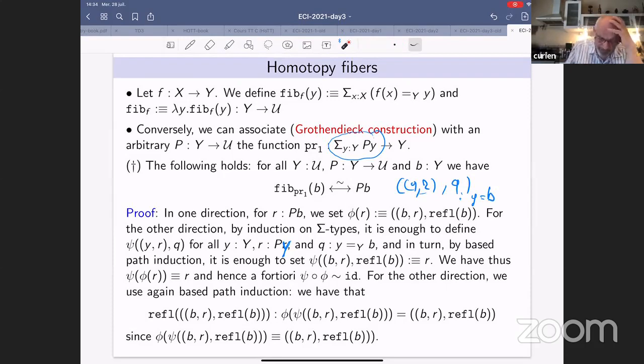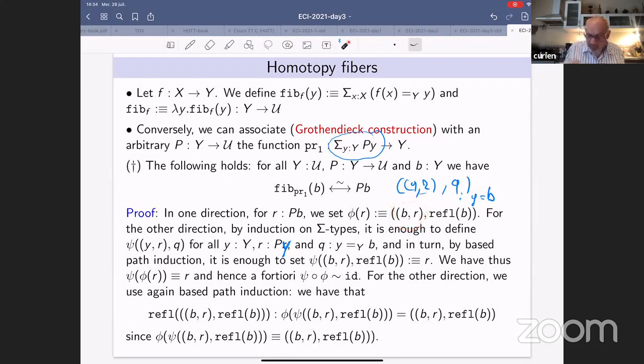So we need to find two functions, one here and one here. The first one takes an element here. So I'm first defining phi that goes this way. I take an element R in PB, and I can associate with it the triple (B, R, refl of B). This is clearly satisfying the specification because R is in PB. So (B, R) is in sigma y py, and then the first projection is B.